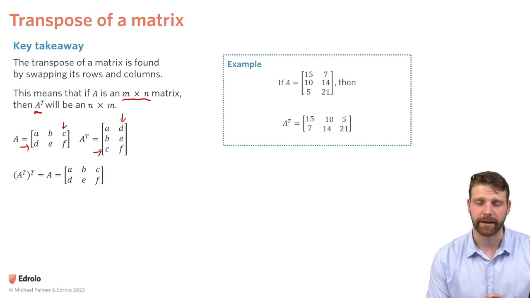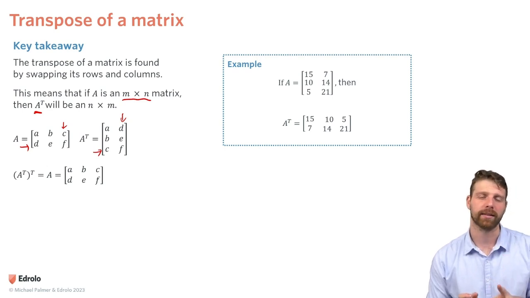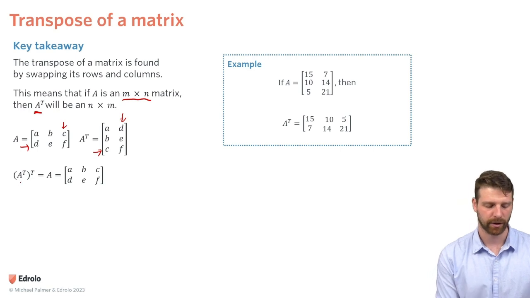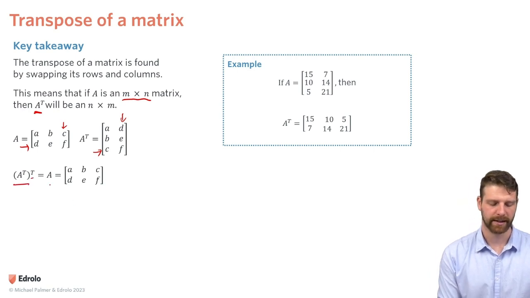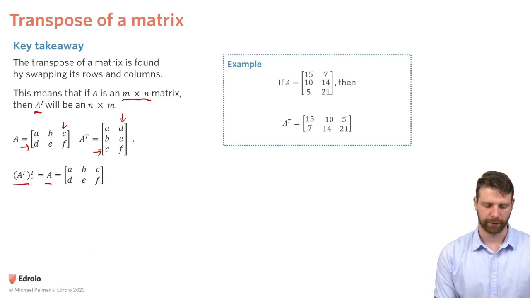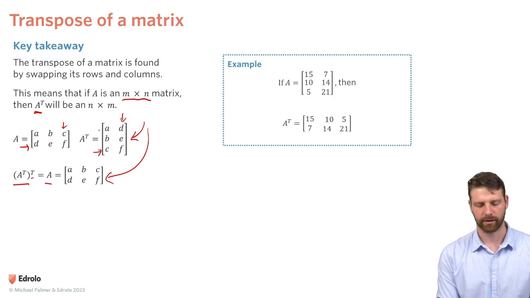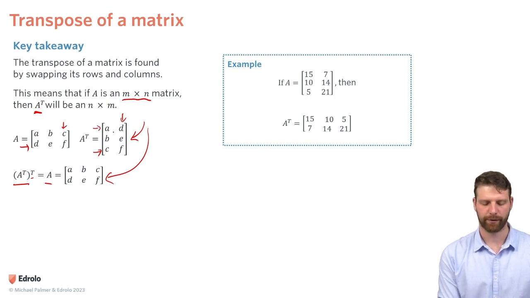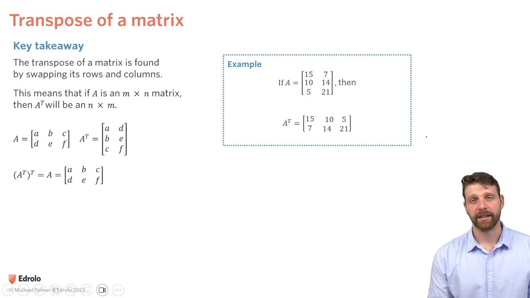The other thing to note here is that if you take the transpose twice, then you get back to the original matrix. So A transpose transpose is equal to A. So if we transpose this matrix, then we'll get back to where we started. And that should make sense too here. If we put that first row back to be the first column, you can see that that's lining up there.